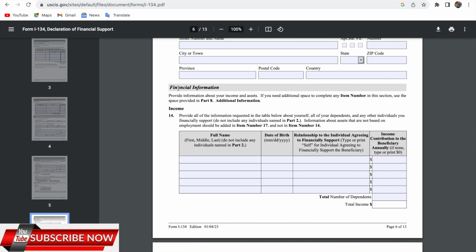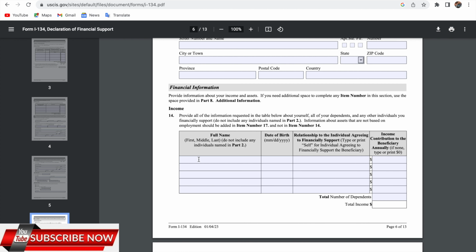And it says financial information. This is the part that you need to be very careful about. You need to be very careful about this part. With this one, he's still talking about the sponsor, the one sponsoring the beneficiary. So you just put in the person's name, their date of birth, relationship to the individual agreeing to financially support, and you put in the income.